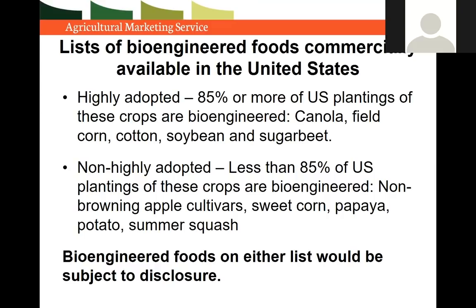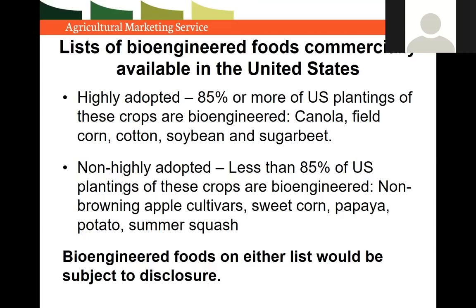We have also proposed a list of bioengineered foods that are not highly adopted, meaning that bioengineered crops have been used in less than 85% of the planted acreage of these crops in the United States. Commercially available bioengineered foods that are not highly adopted would include non-browning cultivars of apples, sweet corn, papaya, potato, and summer squash. As a reminder, the purpose of these lists is to provide a straightforward means of determining whether or not a particular food might require disclosure.